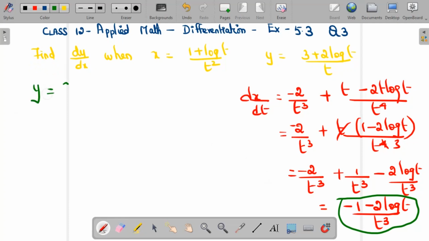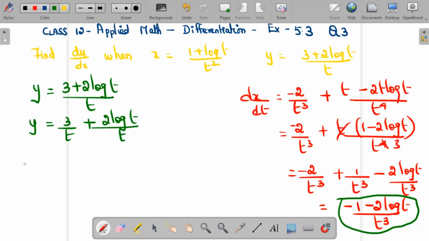Now y is equal to (3 plus 2 log t), the whole by t. So I'm splitting this as 3 by t plus (2 log t), the whole thing by t. So now let's differentiate y with respect to t. So this is minus 3 by t squared.